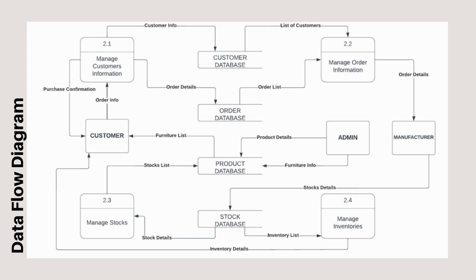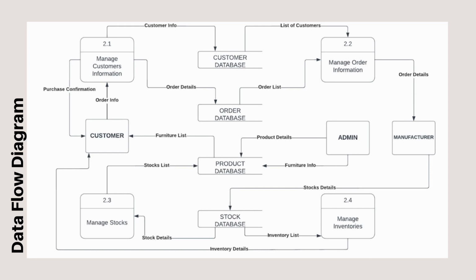After receiving the order, the management information system process sends the customer information to the customer database and the order details to the order database. The manufacturer can then receive the customers and order list through the Manage Order Information process, which will guide the client's custom furniture preferences. The manufacturer will then forward the stock details to the stock database and deliver them to the managed inventory process, which will provide the inventory details to the customer. The managed stocks process will receive the stock details from the stock database and forward the stock list to the product database and customer. The admin forwards their own product details and furniture information to the product database.